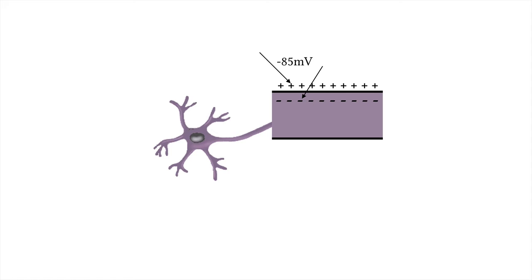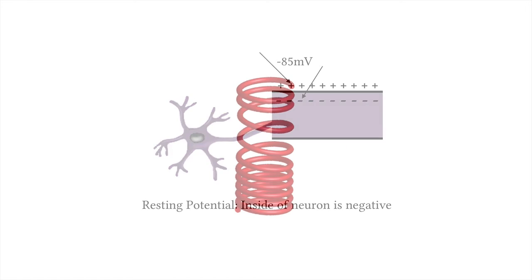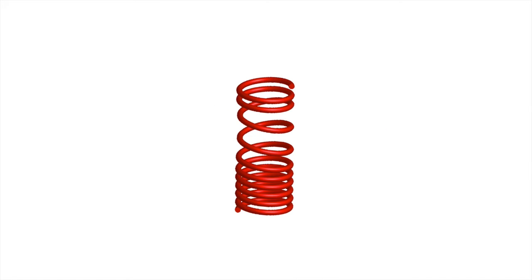There's a potential difference in charge between the outside surface and the inside surface, and it's there when there is no action potential traveling down the axon. So at the resting potential, the inside of the neuron is negative. Now, there are actually two types of rest that an axon can have. If you have a large spring sitting on the floor, you can say it's completely at rest.